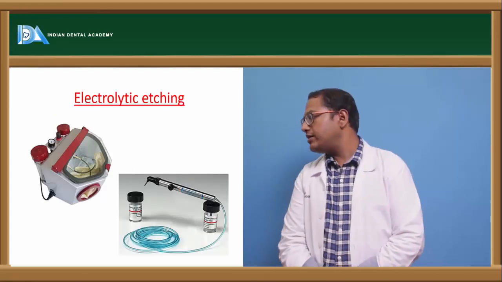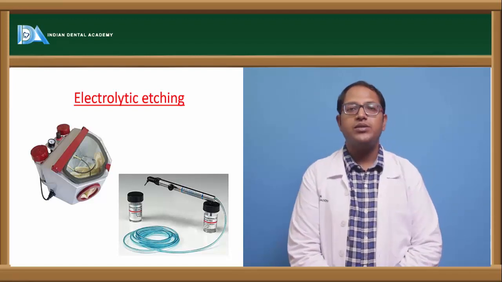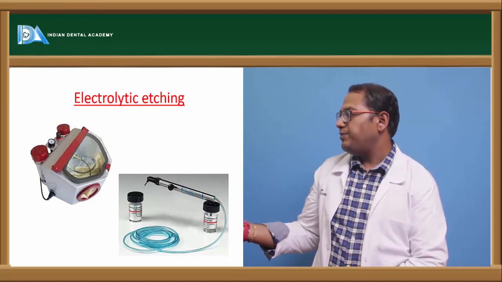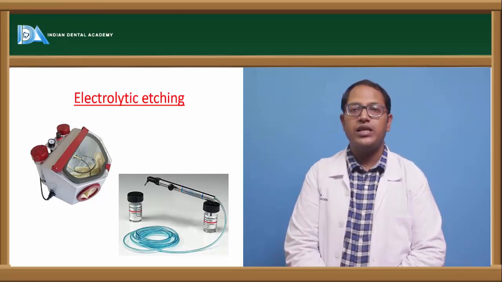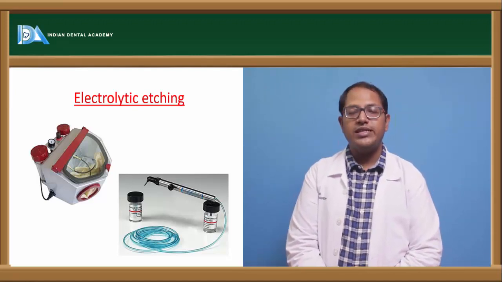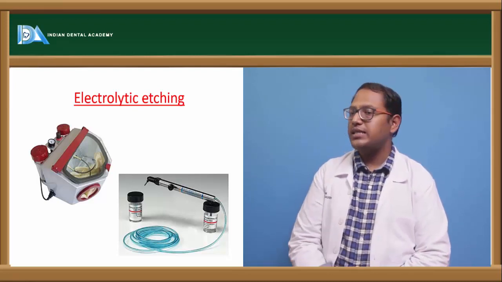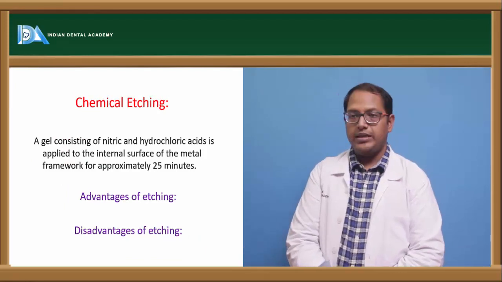Electrolytic etching, again with the help of electrolytes, that is cations and anions. When electricity is passed through this particular tip, it will create the etching on the surface of the restoration. Lab and chairside electrolytic etching units are present. We have the micro etcher or sandblasting units as well, by which we can do that.